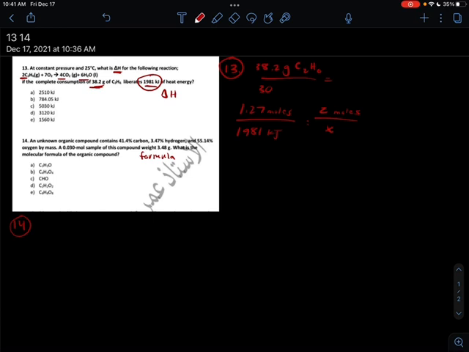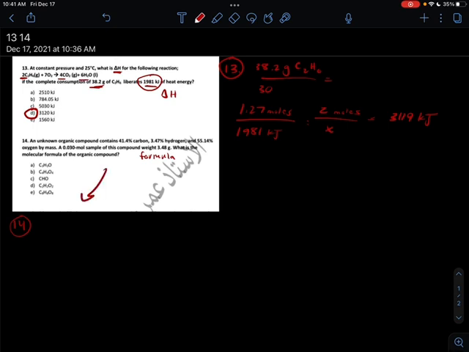If we set it up as a ratio, we'd have 1981 times 2, and then divide that by 1.27. And if 2 moles are combusted, that means about 3,120 kilojoules of heat energy will be released.